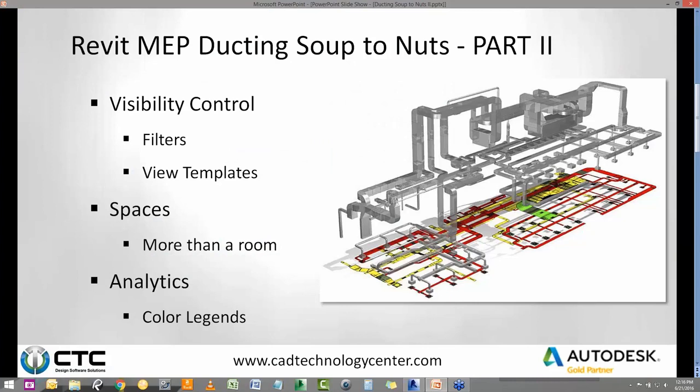A little bit of what we're going to talk about today. John did a great job on ducting soup to nuts part 1, going over a lot of the settings for ducts, as well as some of the auto routing capabilities that Revit has. For the purposes of this webinar, we're going to get into a lot of visibility control, view filters, view templates, and then we're going to take a look at spaces, and how they're more than a room.